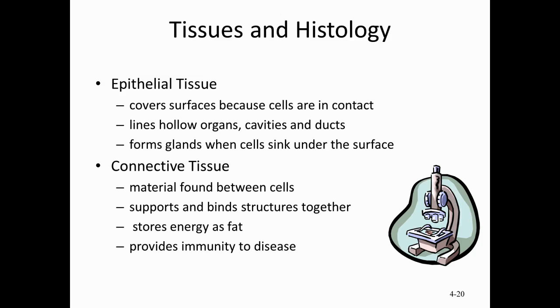And connective tissues help to support and bind structures together. It stores energy, such as fat. Fat is a type of connective tissue. It provides immunity to disease. And again, I mentioned blood, right? In the blood, we have our white blood cells, and especially our B and T lymphocytes that provide immunity. It's found in the blood. It's a connective tissue.